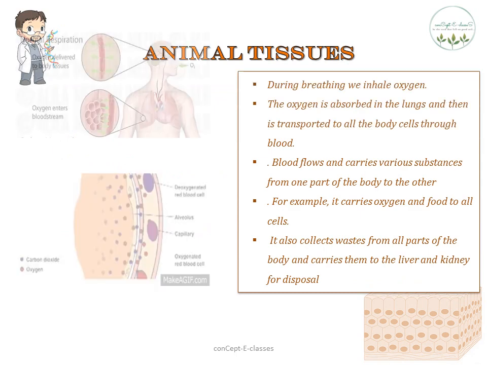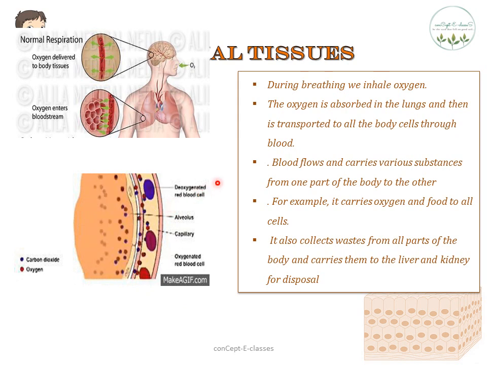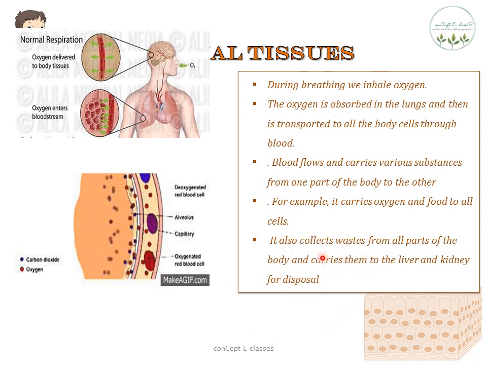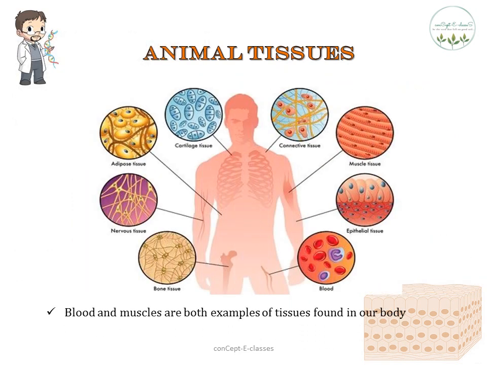Similarly, during breathing, we inhale oxygen, right? The oxygen is absorbed in the lungs and then it is transported to all parts of our body through blood. Now, blood carries not only oxygen but various substances as well. For example, it carries oxygen and food to all cells. It also collects the waste from all parts of the body and carries it to the liver and kidney for disposal. So here, both blood and muscle cells are examples of the tissues found inside our body.